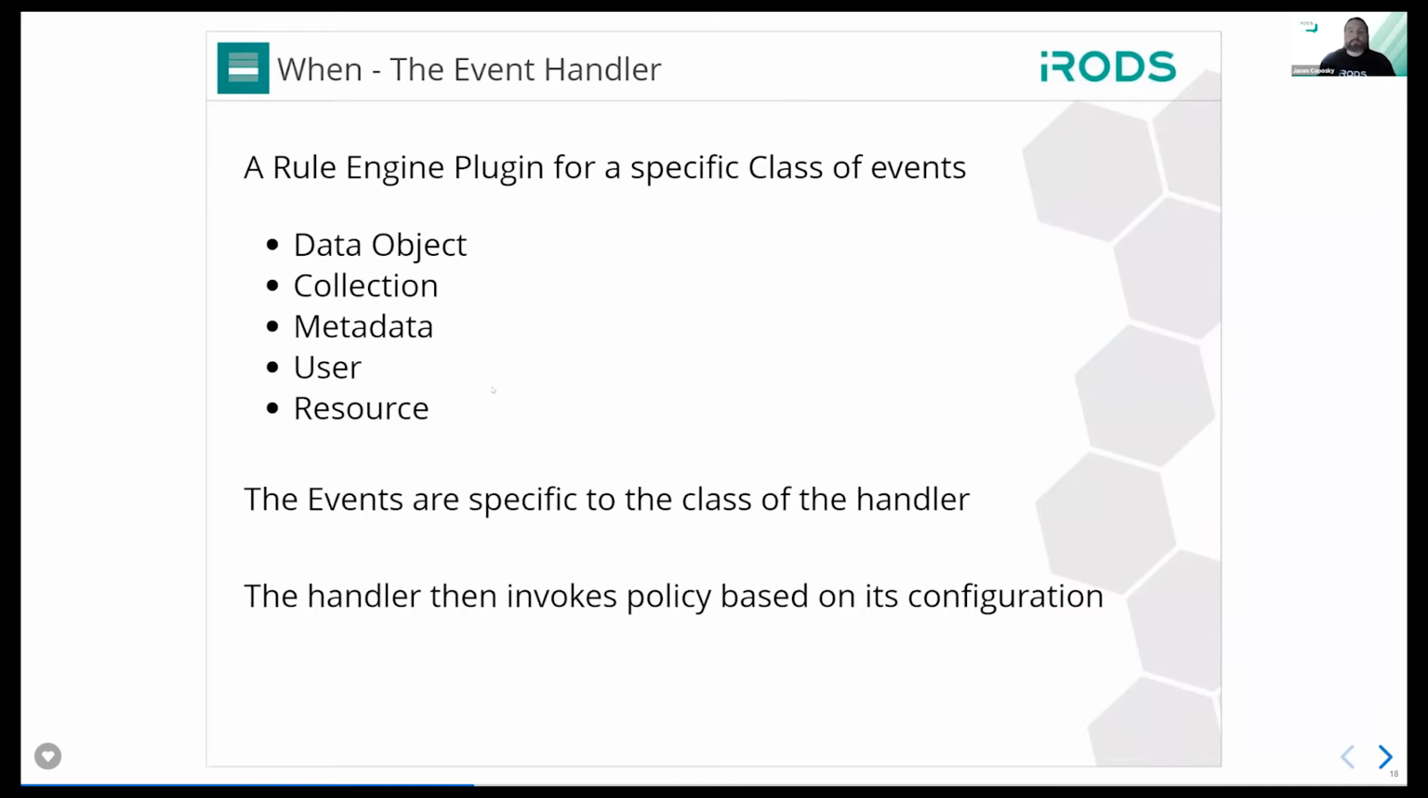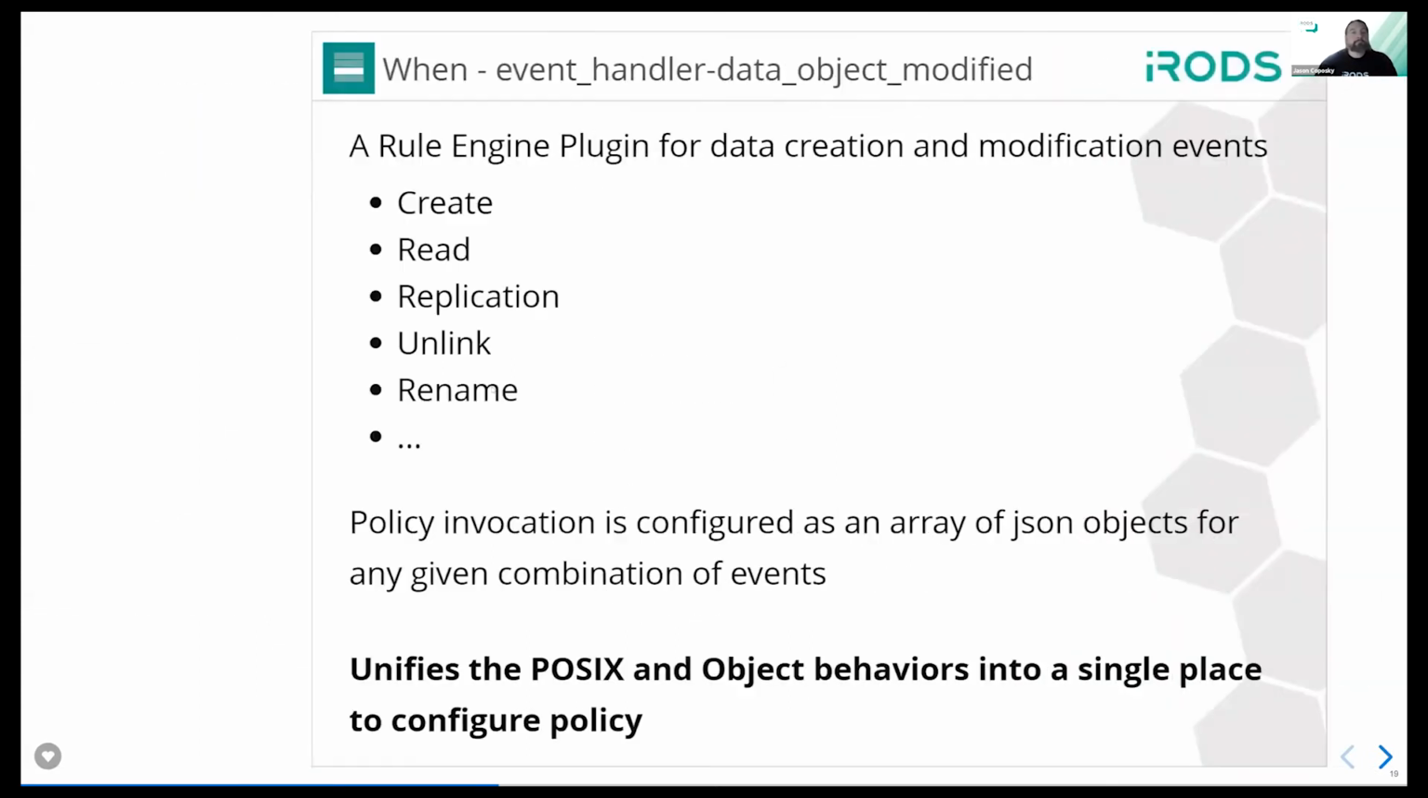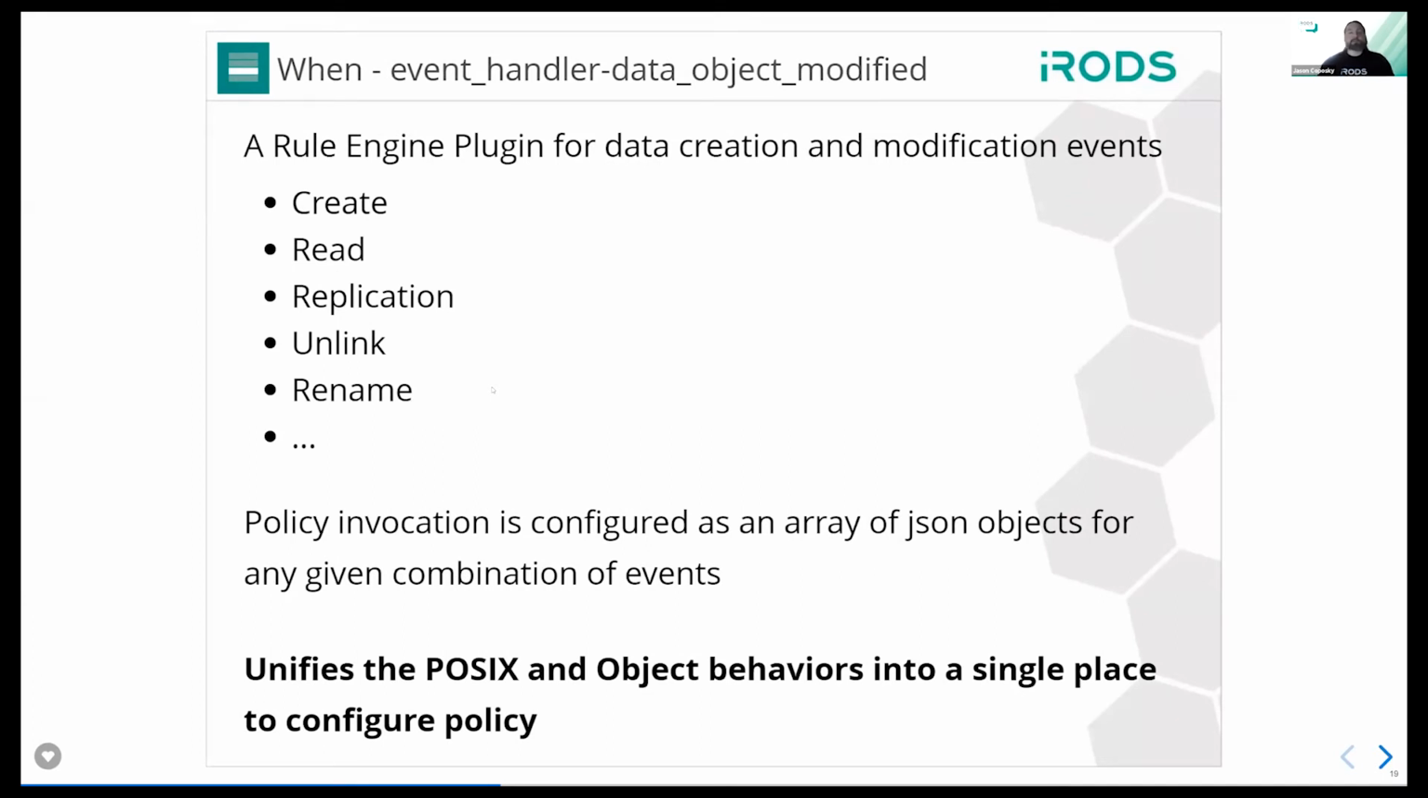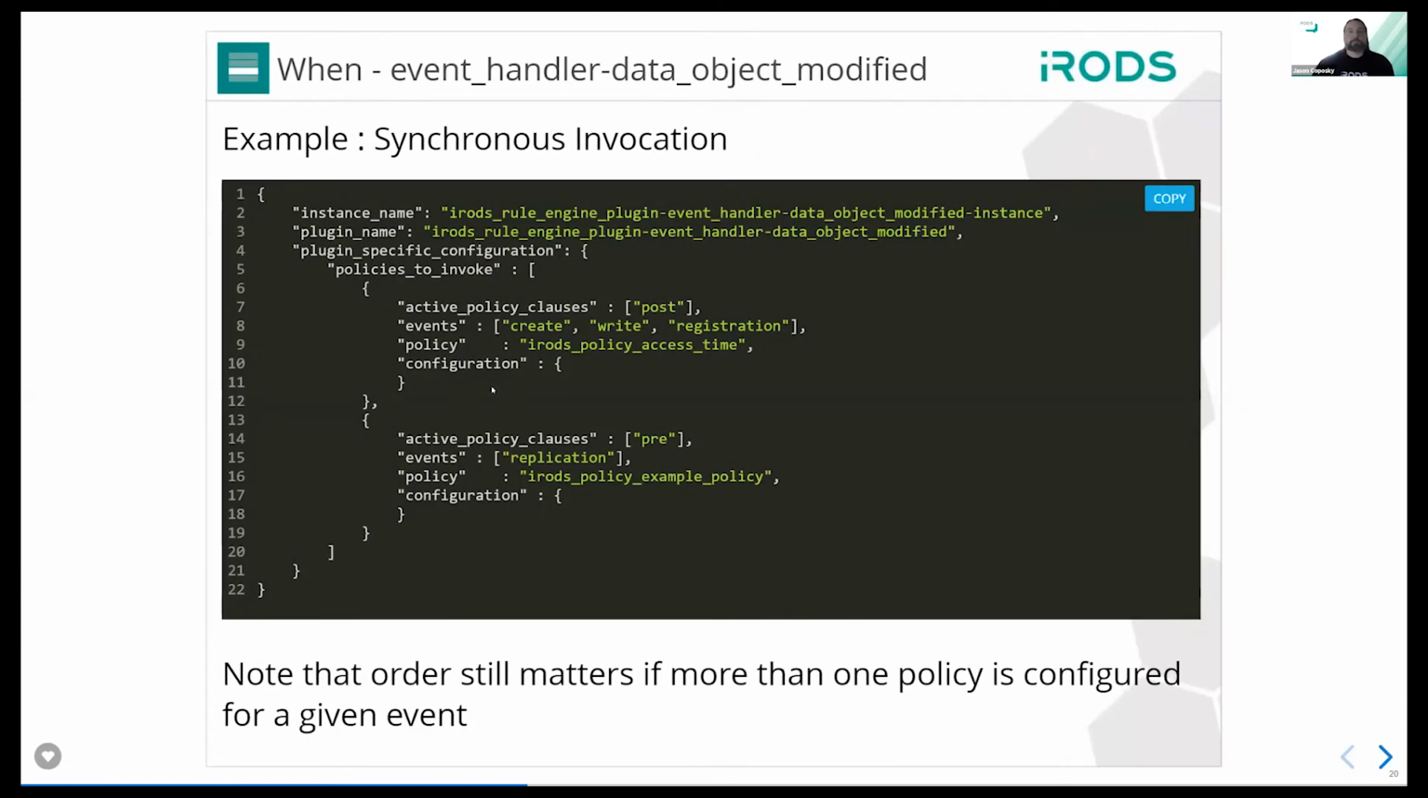So each one of these events are specific to the class of handler, and the handler then invokes that policy based on its configuration. So event handler data object modified consumes all of the policy enforcement points that are interesting to modifying data objects and collection on data objects, and then emits a series of events. So as I said, we have a create event, a read event, replication, and so on. And the policy is invoked based on the configuration of this plugin in the JSON itself. The other thing that this does is it unifies both the POSIX and the object behaviors. Both interfaces are handled and then simply consolidated down into a series of events that you can configure. So for example, we have up here the data handler object modified instance.